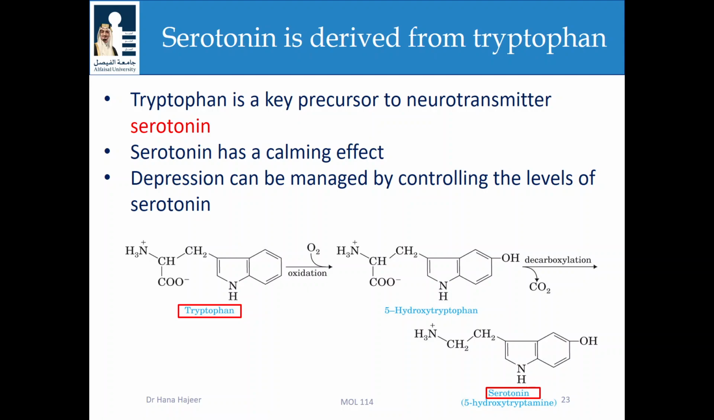Yes? Nuts and oats and turkey. Yes, turkey is very rich in tryptophan.